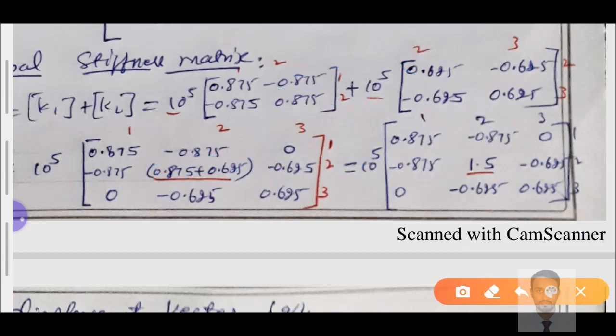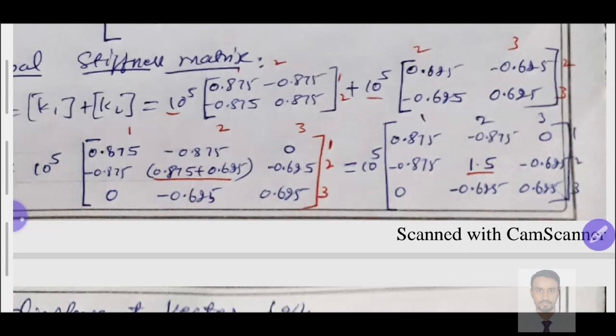Then we'll go with the third row, first column, third row, second column, third row, third column. All these values we will get. Now we'll check in the first matrix, there is no third row; it starts from 1 and ends at 2. There are no values for the third row; we get them starting from the second matrix. So third row, first column, we don't have any value, that is equal to 0. Third row, second column, we have this value, minus 0.625. Third row, third column value, we have 0.625.